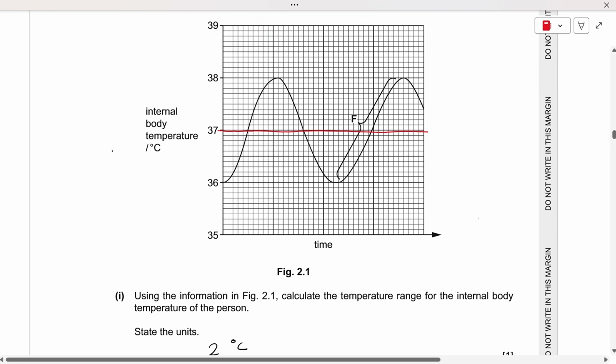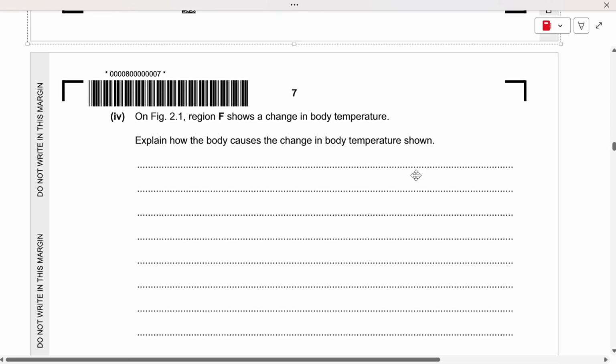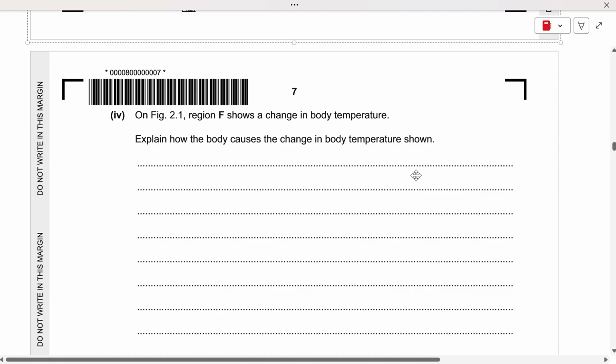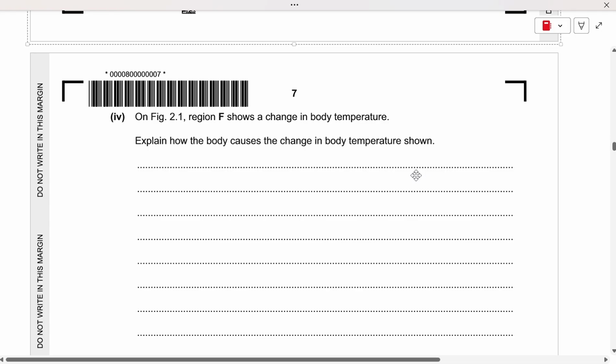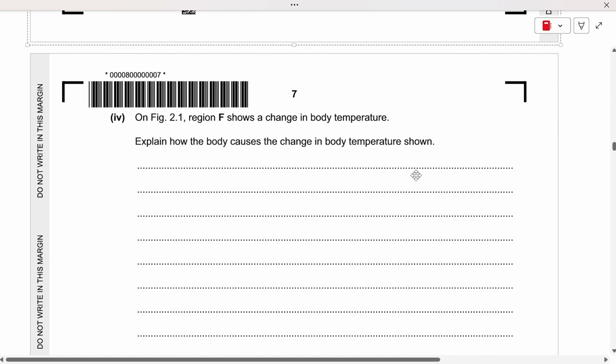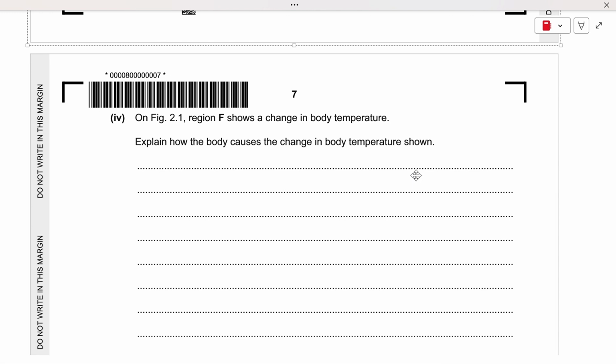As we can see, it's ranging from 36 to 38. The question says, explain how the body causes the change in body temperature shown. The temperature goes from 36 to 37 and to 38. So if we have a temperature above 37, like 38, this is an increase in temperature. This increase in temperature acts as a stimulus. It will be detected by the brain, which will command the hypothalamus, the temperature center, to bring about changes which include lowering the temperature.